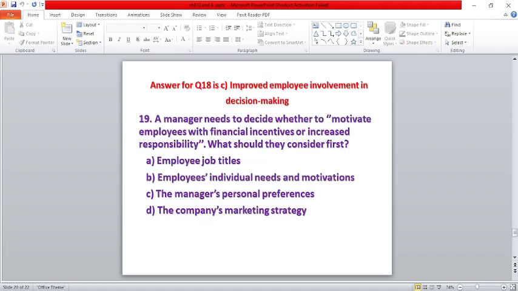Question number 19. A manager needs to decide whether to motivate employees with financial incentives or increased responsibility. What should they consider first? A. Employee job titles. B. Employees' individual needs and motivations. C. Manager's personal preference. D. The company's marketing strategy. The answer for this question is B. Employees' individual needs and motivations.